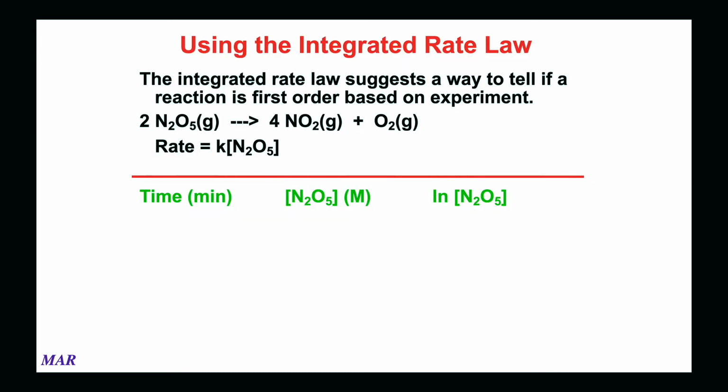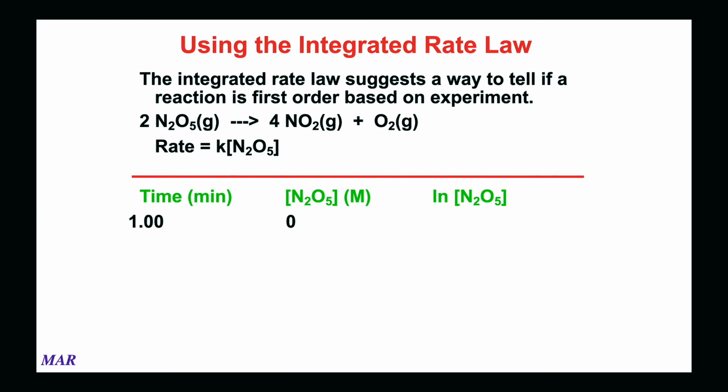The integrated rate law suggests a way to tell if the reaction is first order based solely on experiment. So here's another reaction. Dinitrogen pentaoxide is kind of unstable. It breaks down into NO2 and O2. And the rate here equals k times [N2O5]. So this is a first order reaction. All right, somebody has figured that out.